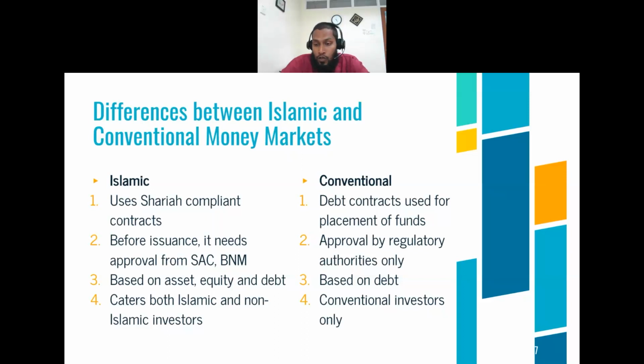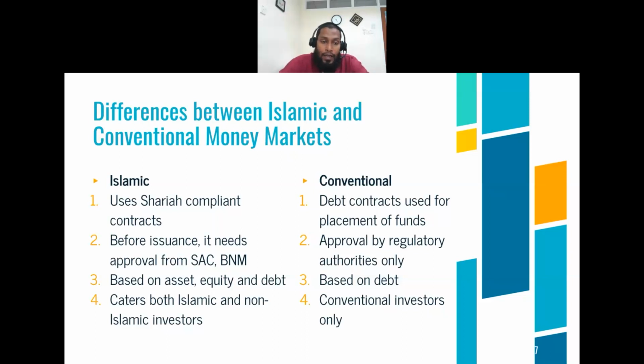Islamic money market instruments are tied to an underlying asset, and then equity and debt. So there are sometimes assets, there are equities underlying that contract. On the other hand, the conventional money market instruments are solely based on debt.